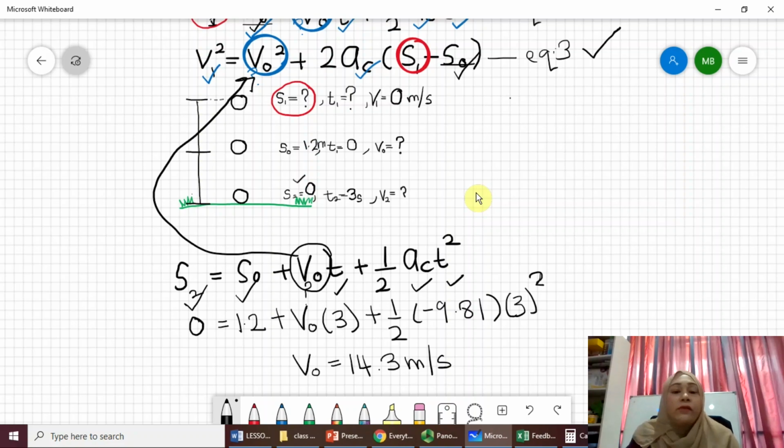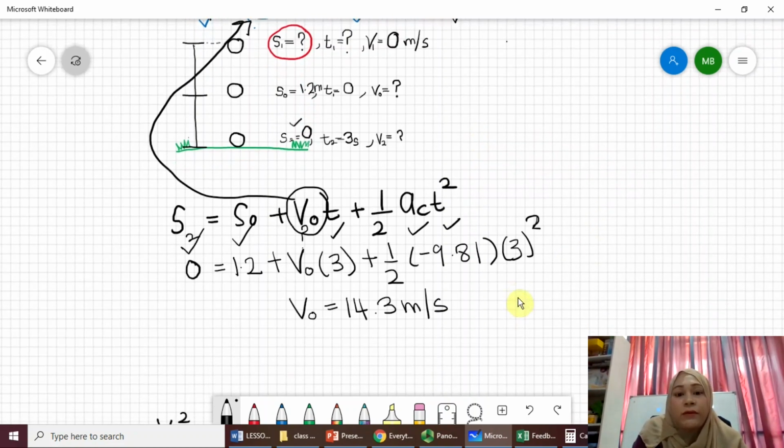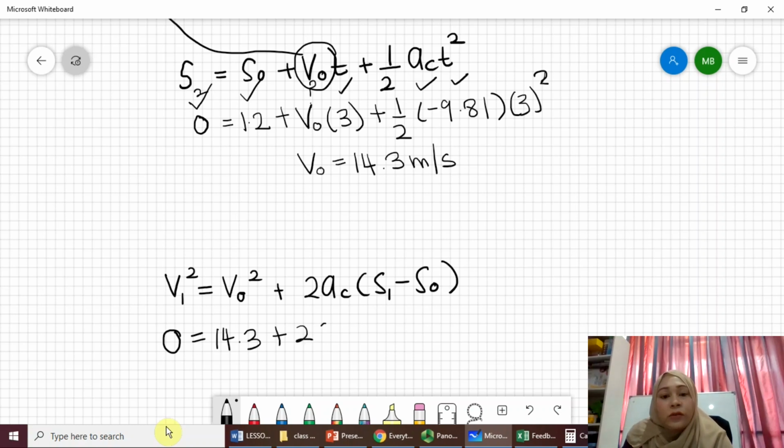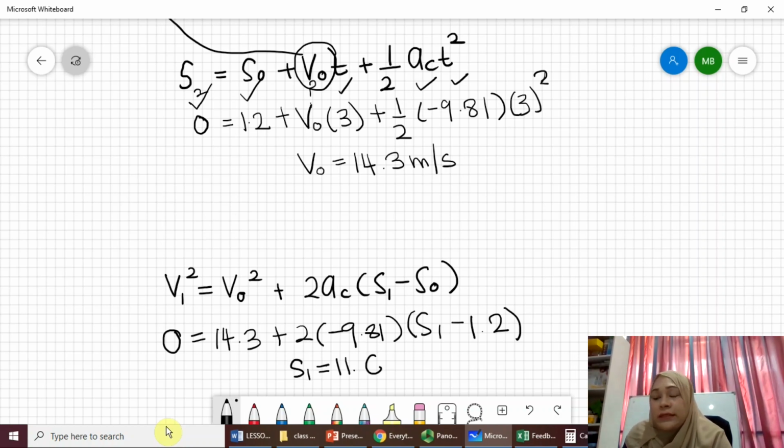Now, as I said, once you get V0, you can put it back into the equation above to find your answer for S1. So what is V1 squared? V1 squared is 0. What is V0? It is 14.3. 2 multiplied by a, which is negative 9.81. What is S1? That is what we want to find. And what is S0? It is the initial position of the ball, which is 1.2 meters above the ground. So our S1 is 11.6 meters. So that is your final answer.